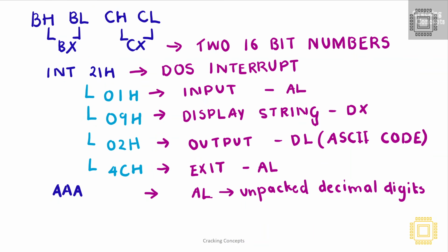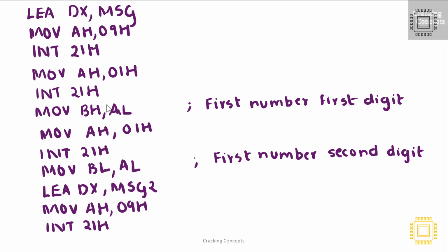For reading a value from the keyboard, I'll use the function code 01H of DOS. So it can be written as MOV AH, 01H; INT 21H. After this, the character read will be stored in the register AL. Since it needs to be moved to BH, I'll write the instruction MOV BH, AL. Similarly, I'll read the second digit. Now the value of AL will be copied to BL. So I've completed reading the first number, which has its higher digit in BH and lower digit in BL.